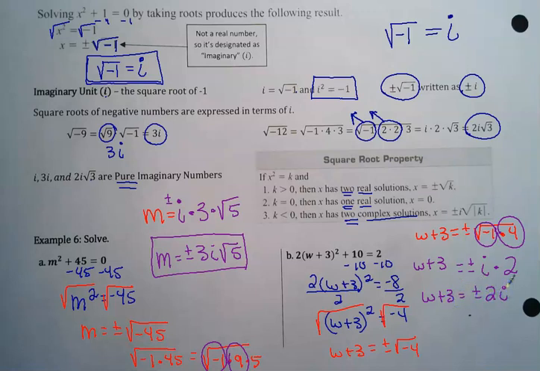We always just write it like when we write variables. We put the number first and then the letter. We need to isolate the w. That's our variable. The i is not a variable though, right? It's a known value. So we're going to subtract 3 from both sides. So w is going to equal -3 plus or minus 2i.